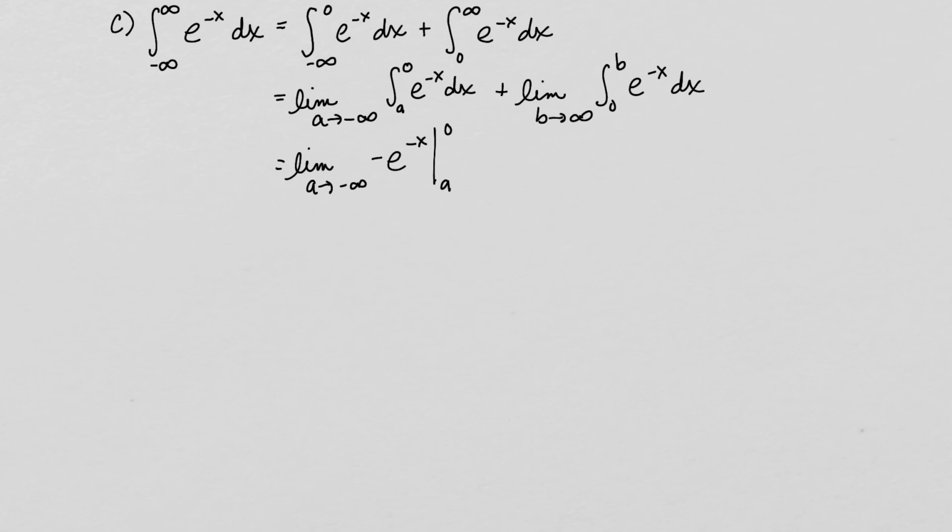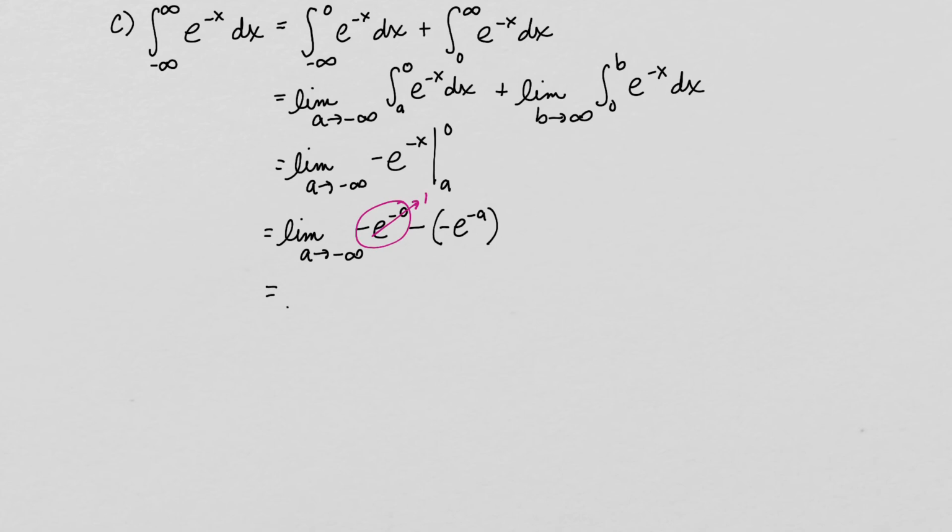So we're going to plug in the top number. So we're going to plug in 0 on the top. So we end up with the limit as a approaches minus infinity of minus e to the minus 0 minus, we're going to plug in a from the bottom limit, so minus e to the minus a. So e to the minus 0, that's just e to the 0. So this whole piece here is just going to 1.